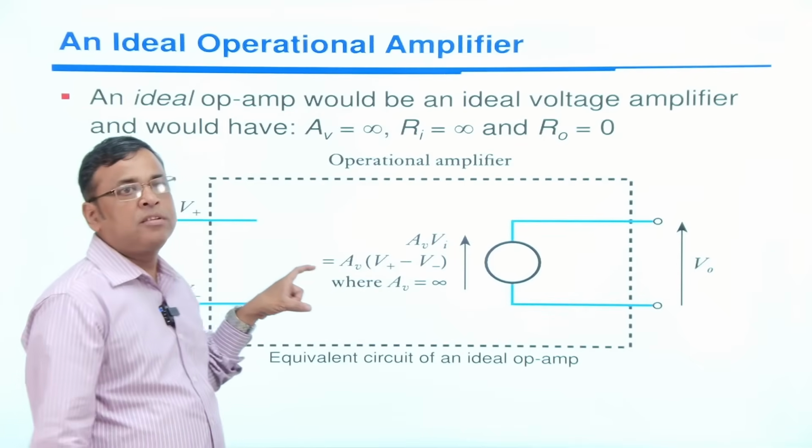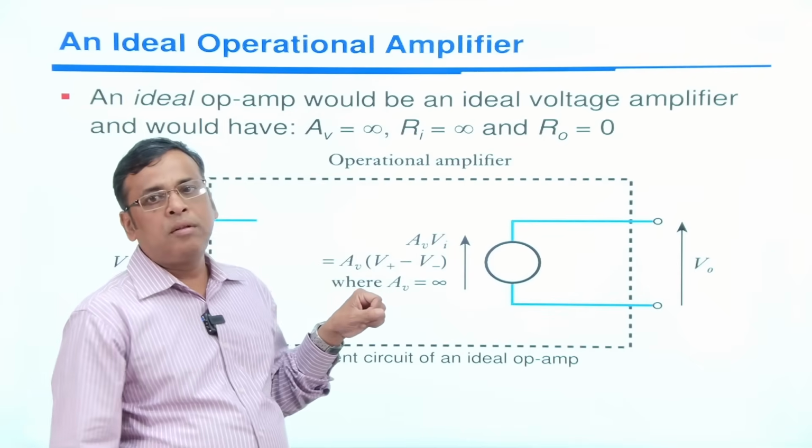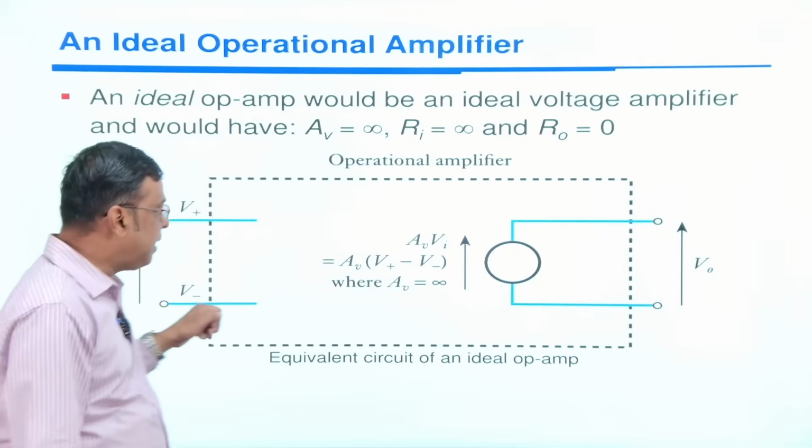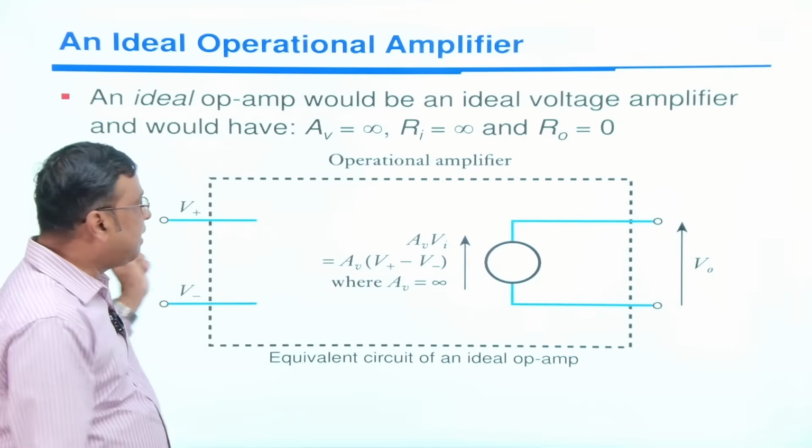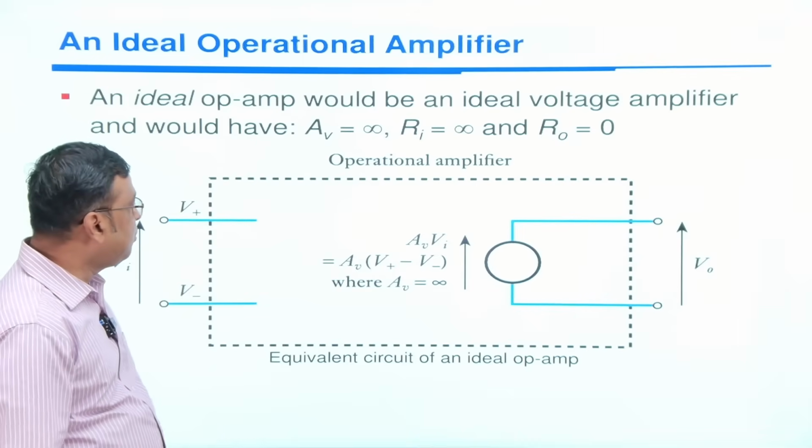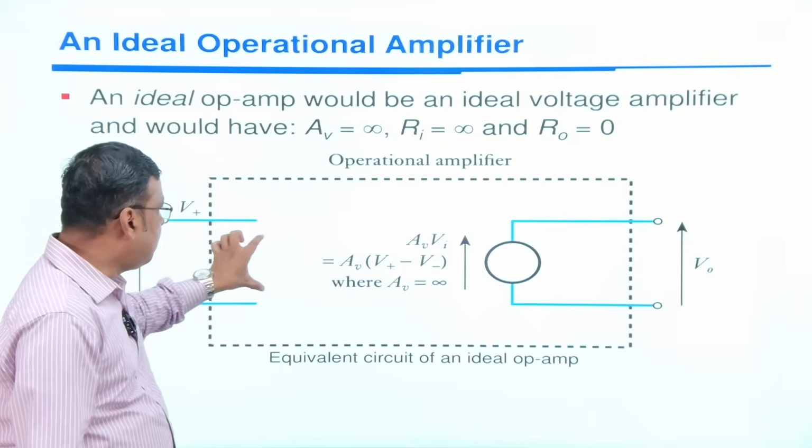The input impedance is nothing but the input resistance, that is, the input voltage by the input current. Similarly, the current is very negligible. Since the impedance is infinite, the input current is negligible. That's why the input is open circuited here.